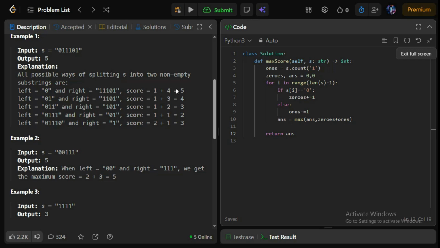In the next run again we got 1, and now ones is 1. When we add zeros plus ones, we get only 2, which is less than 5, so my answer remains the same. In the next run we have 0, so zeros increments and becomes 2. When we add zeros plus ones, we get 3 because ones is only 1. So my answer remains unchanged, and we move forward. As we have traversed the whole string, we come out of the loop and return the answer, which is 5.